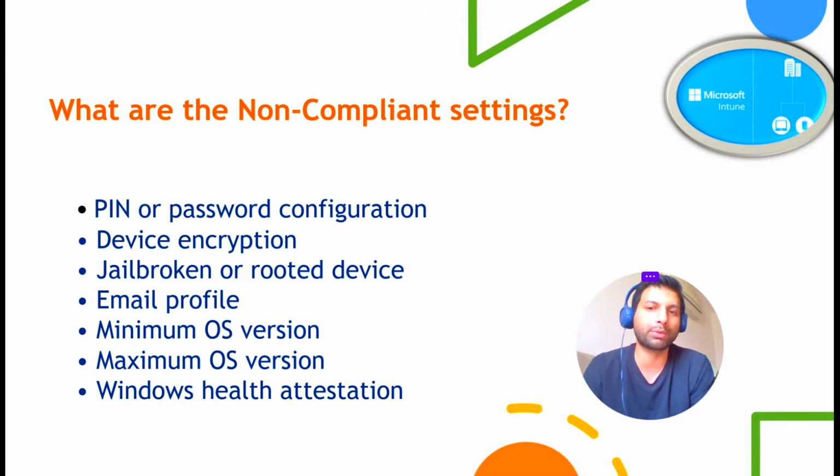And the fourth one is email profile. Email profile is something like you should use the official Outlook application to get email access. So that is what is meant by email profile. And minimum OS version and maximum OS version is something like you should use minimum Windows 10 on the device. Otherwise your devices will be marked as non-compliant.